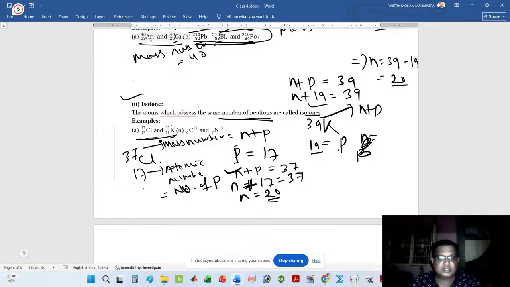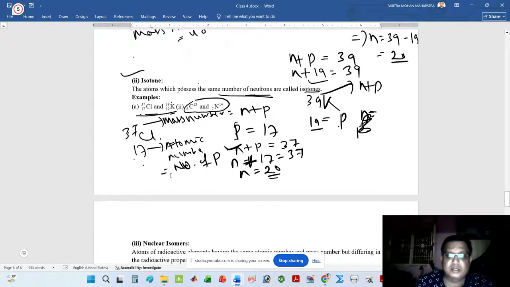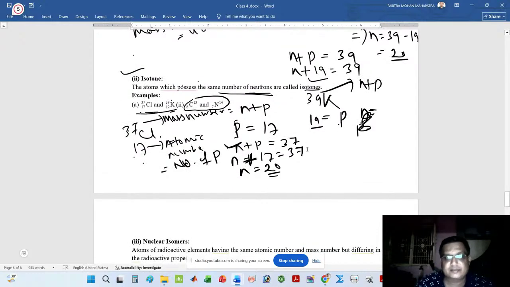For these two species, the number of neutrons is the same. So here we can say that Cl 17, 37 and potassium 19, 39 are said to be isotones. Similarly, you will check the number of neutrons for these two species. One is carbon 6, 13, another is nitrogen 7, 14. Let me try.